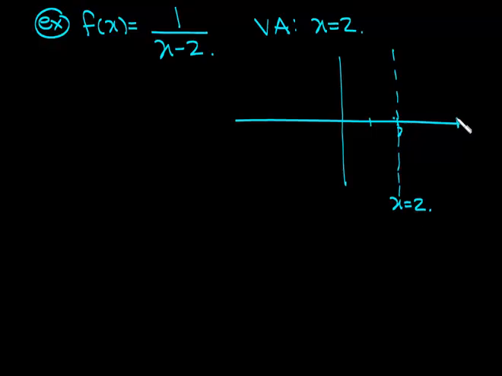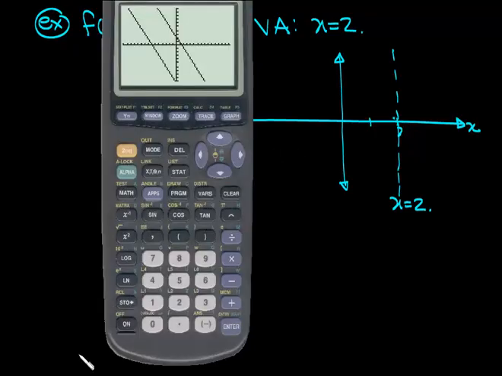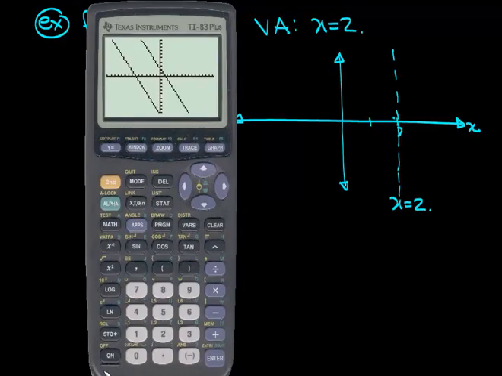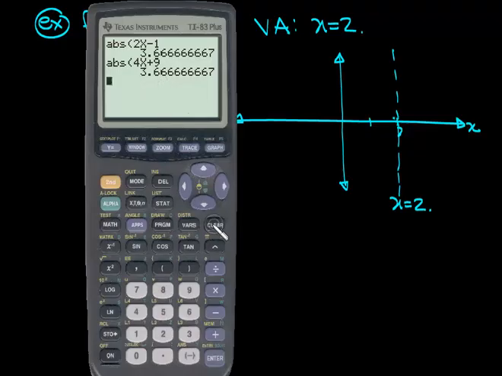Okay, so now let's see what happens. According to the definition of vertical asymptote, what's supposed to happen? As you get closer and closer to 2, the value of the function is supposed to get bigger and bigger, or smaller and smaller. And I'll prove to you that that's what happens. Let's take out our calculators and check.